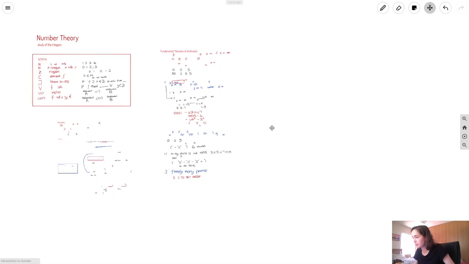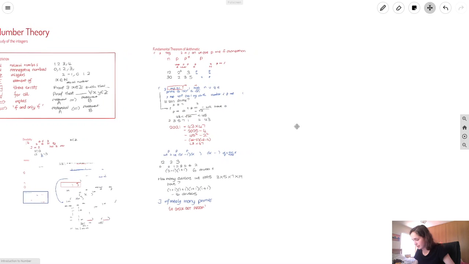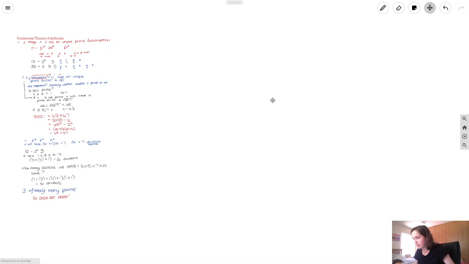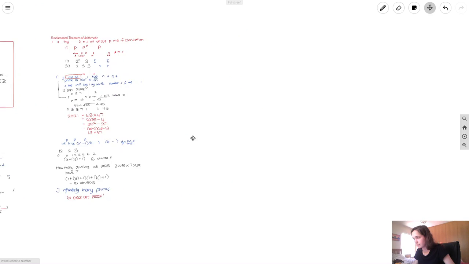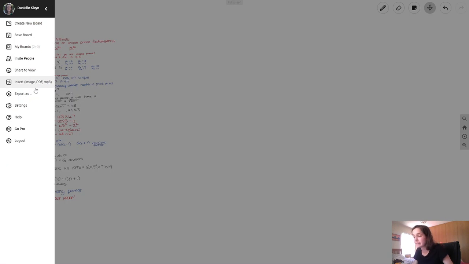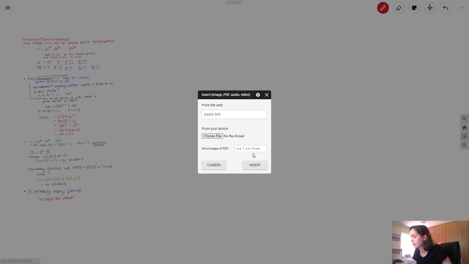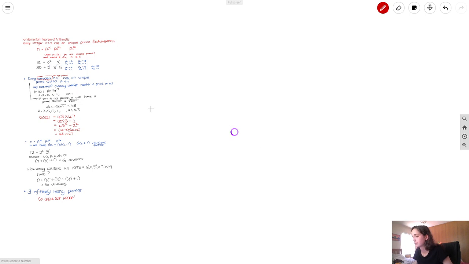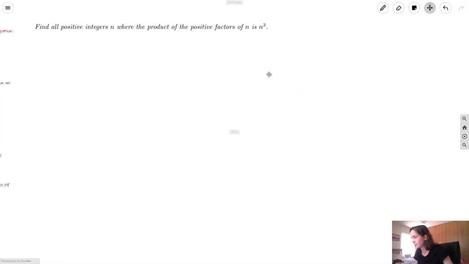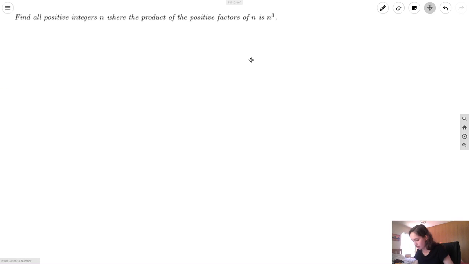Now we're going to do a problem using some of these rules that we've learned today. This problem was asked in 2019's camp. This says, find all positive integers n where the product of the positive factors of n is n to the power of 3. Okay, so how we're going to do this, let's try some small numbers first.